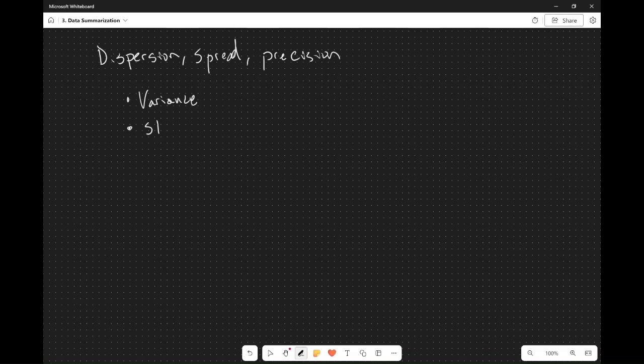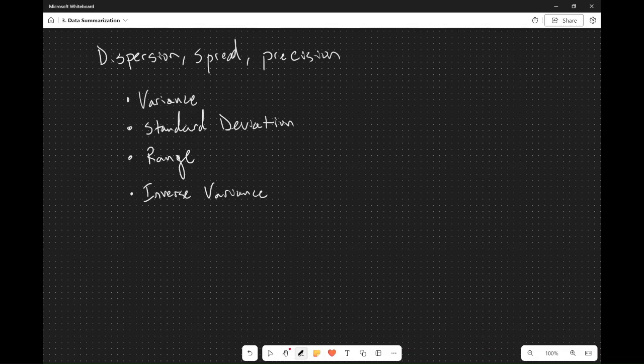We're going to be continuing our discussion about data summarization, but this time we're going to be talking about measures of dispersion. So we have dispersion, spread, and precision. Now the good news is that these are all the same thing, except that precision is just another way of looking at it. For dispersion and spread, the main two we're going to talk about are variance and standard deviation. For spread, we're also going to include the range, but for precision, we're just going to call that inverse variance.